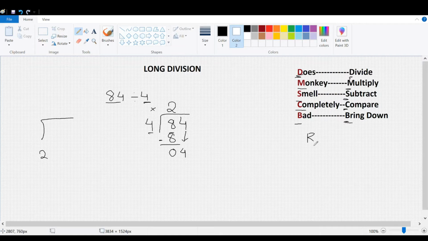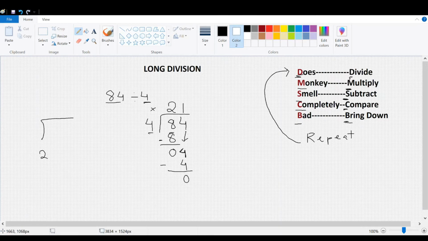And once we are done with all the steps, we will be repeating the steps until there are no numbers left. Okay, now again divide. How many groups of 4 can I make out of 4? 1 group. Now multiply. 4 times 1 is 4. Then subtract. 4 take away 4 is 0.